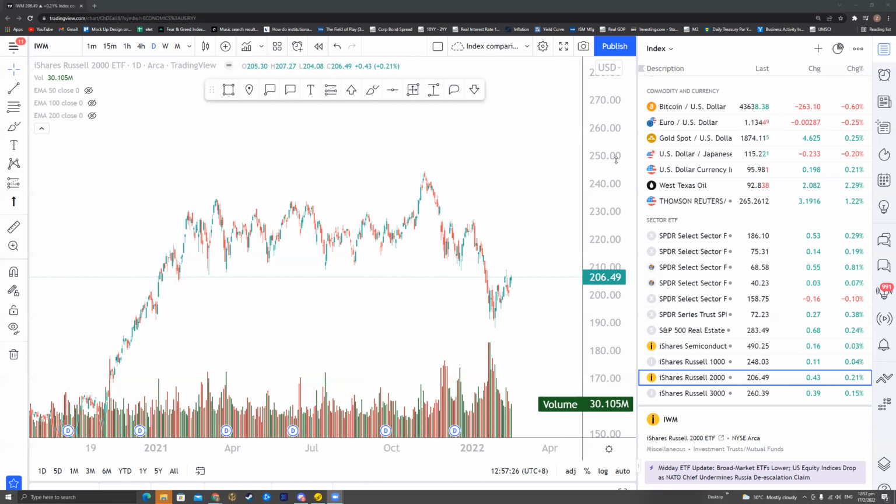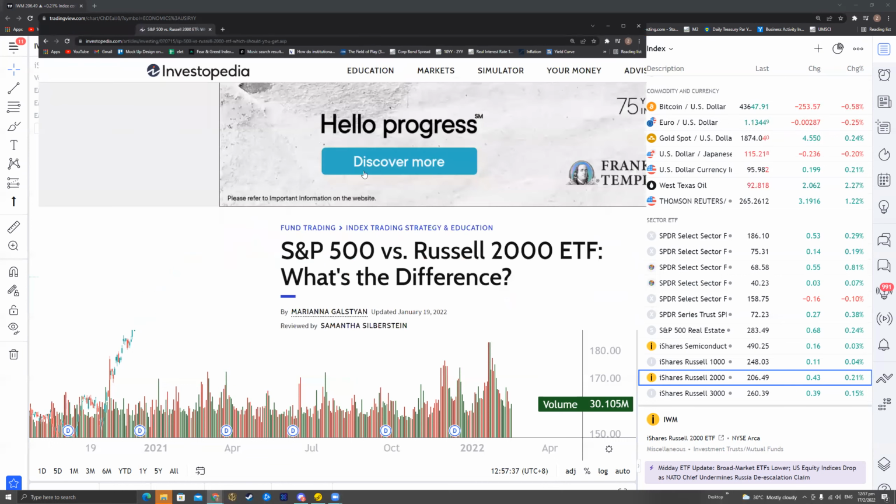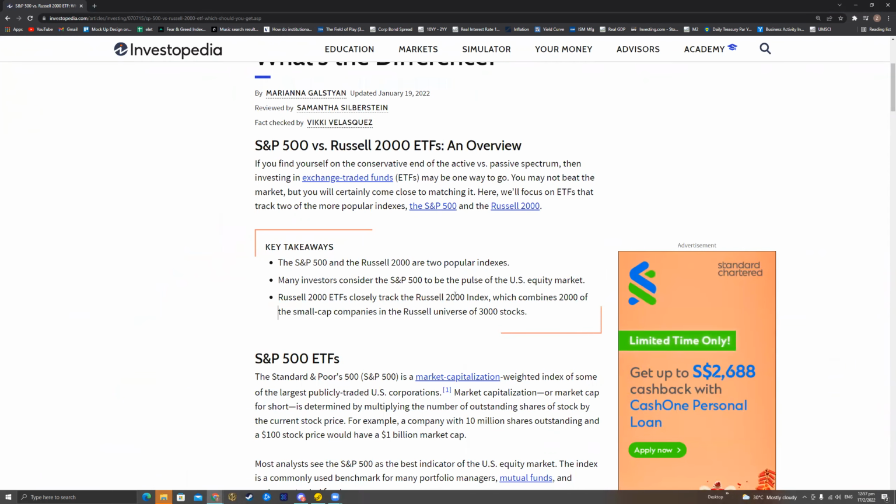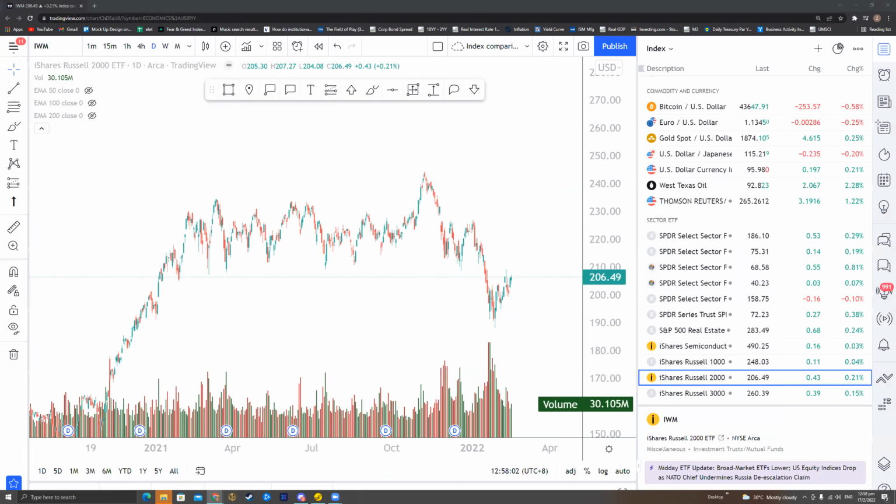Firstly, what is Russell 2000? In order to answer that question, I'll just Google and give you the Investopedia definition. The Russell 2000 is an index which tracks 2000 of the small cap companies in the Russell universe of 3000 stocks. To cut things short, it is a small cap index in the US market. You can look up examples of companies that are considered small cap.